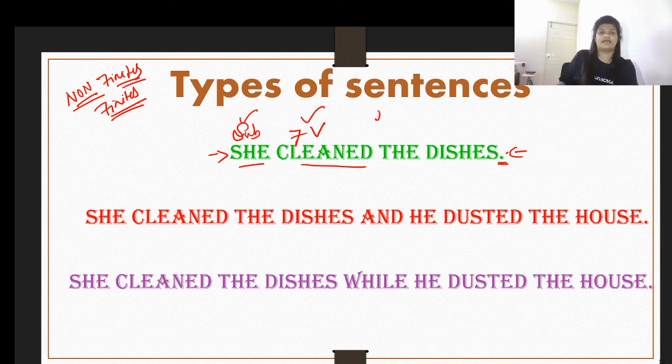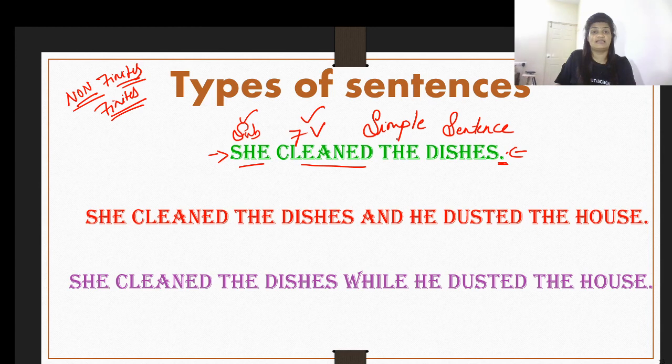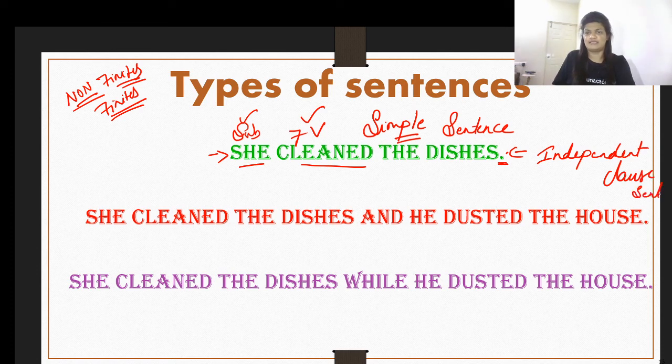Then this is our simple sentence. What is it? It is our simple sentence. It can also be called an independent clause, or you can also call it a sentence. All right, so this is our simple sentence. Let me erase all this extra and let me keep only this alone.